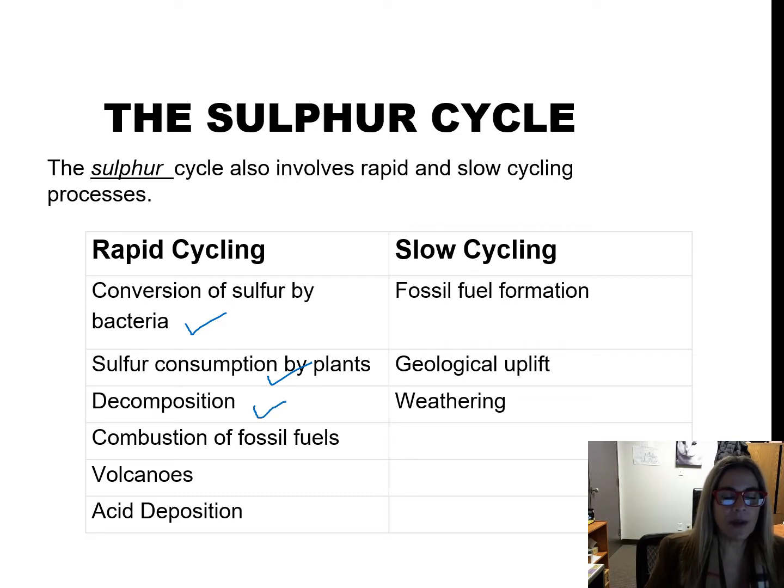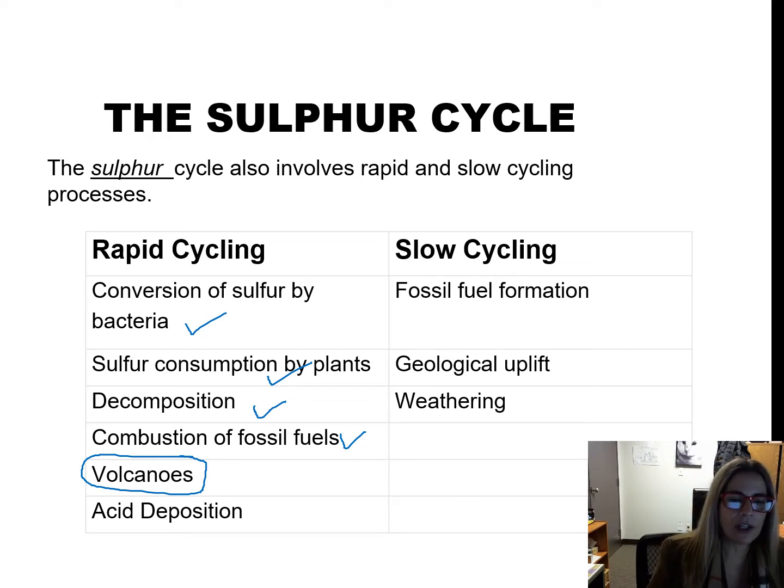Decomposition, we talked about that already. Combustion of fossil fuels, so burning fossil fuels, particularly those industrial processes. One that we didn't see last time was volcanoes. Now, depending on the part of the world that you live in, this may or may not be a significant factor. We don't have a lot of volcanoes here on the surface.